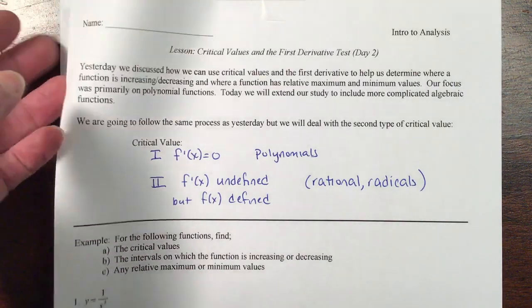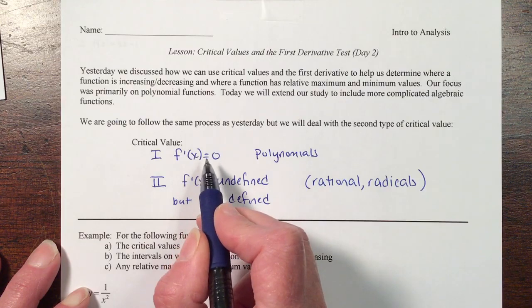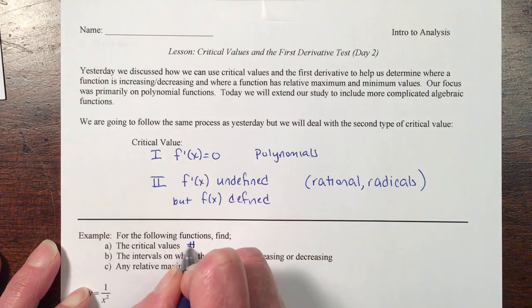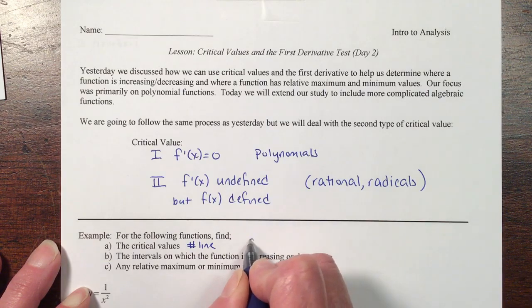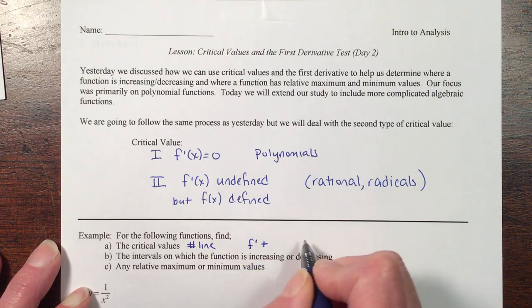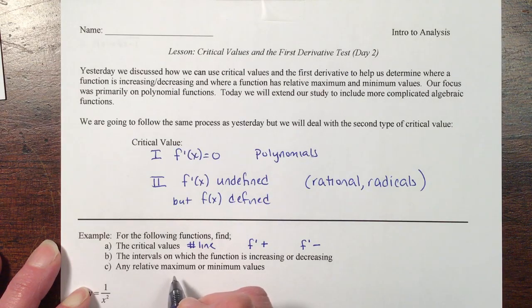So for the following functions, find the critical values, which we know is f prime equal to 0 or f prime undefined, and we're going to put those critical values on a number line, just like we did yesterday. We're going to identify the intervals on which the function is increasing or decreasing. Remember, increasing means the derivative is positive. Decreasing means when we test in the derivative, we get a negative value. And then we want to talk about any relative maximum or minimum values. A maximum occurs when we go from a positive to a negative interval, and a minimum occurs when we go from a negative to a positive interval.